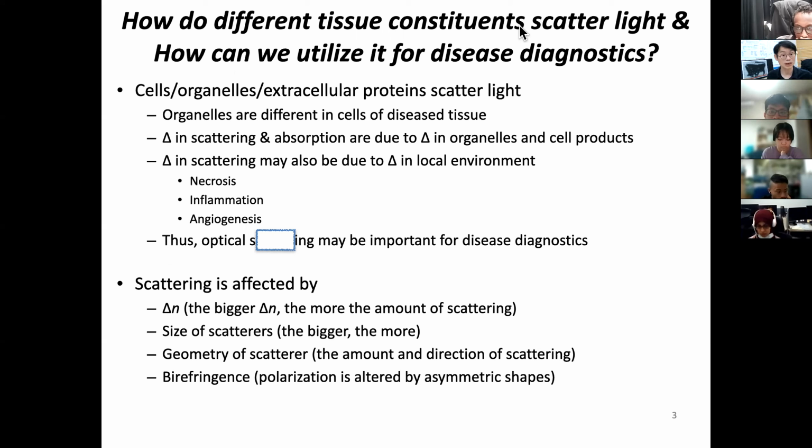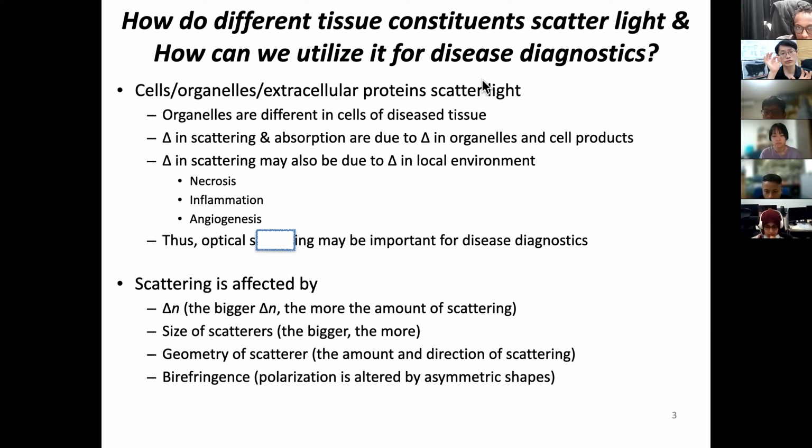So let me start with how different tissue constituents scatter light. And actually it goes back to our previous discussion on light scattering and light interaction with the tissue, and how we can utilize it for disease diagnostics. So the point is, we discussed the light interaction with the tissue. There comes a scattering event that depends on the relative size of the light wavelength versus the object, which is a scatterer. And between them, there will be different kinds of scattering properties.